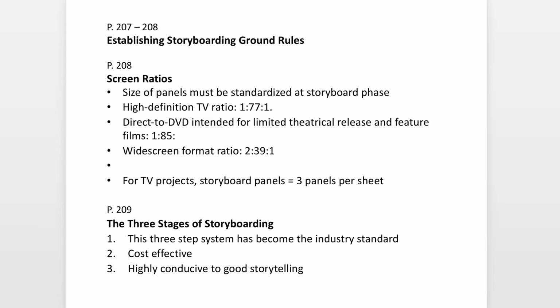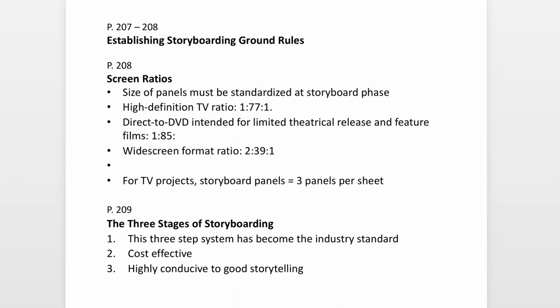The size of the panels must be standardized at the storyboard phase. For example, are you going to be doing it standard screen 3:4, or are you going to be doing it widescreen or 1.85:1? There are several different variations. High definition TV ratio is usually 1.77:1. Direct to DVD, intended for limited theatrical release, and feature films is usually 1.85:1, what you see in a theater.